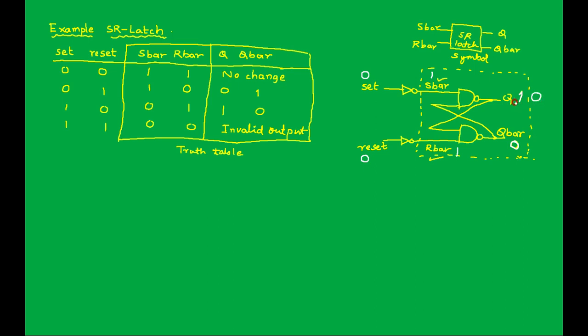If you assume Q as 1, Q bar should be 0. If you assume Q as 0, Q bar should be 1. With this input, if you analyze, the outputs Q and Q bar are 0 and 1. If you want to analyze when set and reset remain 0 0, in that case S bar and R bar will be 1.